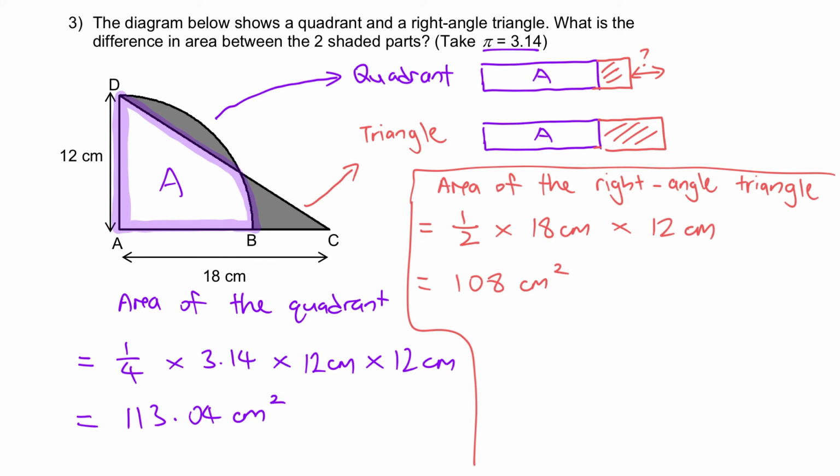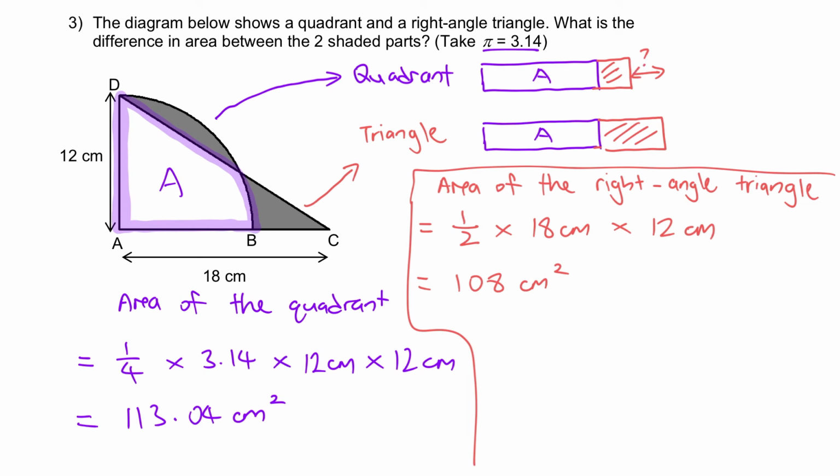So remember my point, it doesn't really matter who has a bigger area, so my drawing could be swapped out the other way. The quadrant has a bigger area, but it doesn't really matter. I just need to take their difference. When I take their difference, I will be able to find the answer, which is this part.